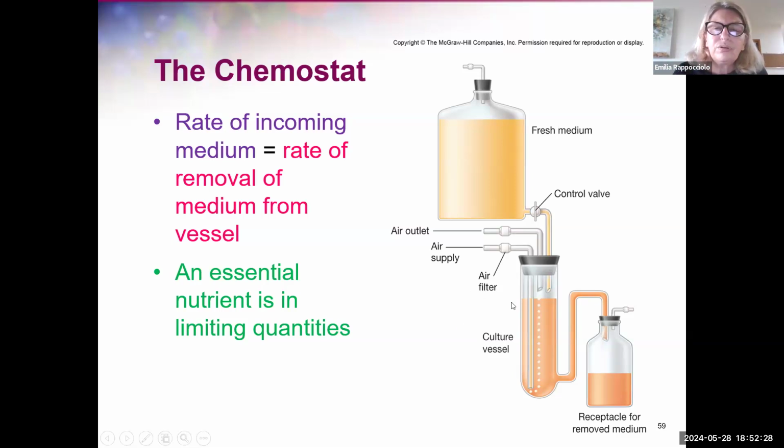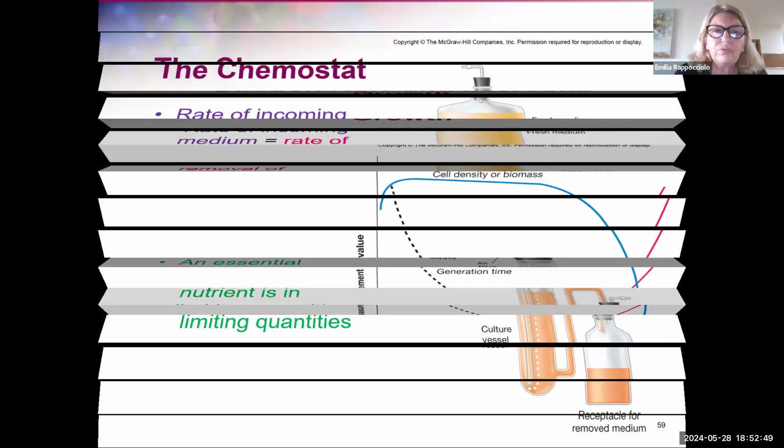Usually, in order to regulate the growth, an essential nutrient like a vitamin or an amino acid that the cells cannot produce themselves is the one whose concentration I measure, so that I keep the cells in the phase that I want.